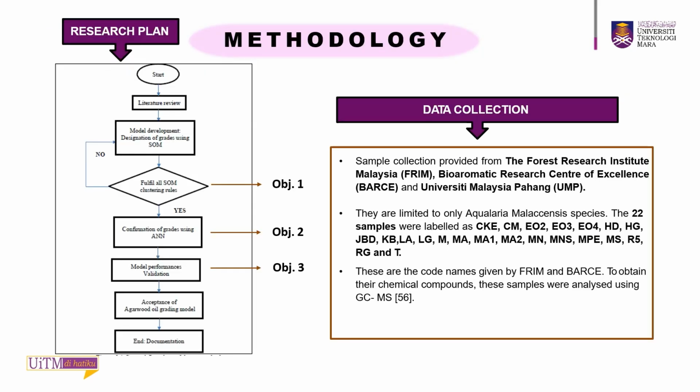Next, we move to the methodology part. For the research plan, we start by initiating the research plan, then move to the literature review and model development, which is the designation of grade using SOM. Then we proceed to the next step, which is to fulfill all SOM clustering rules, which is our first objective. If the first objective is not successful, we go back to the model development again. If we fulfill all clustering rules successfully, we proceed to the second objective, which is confirmation of grade using ANN.